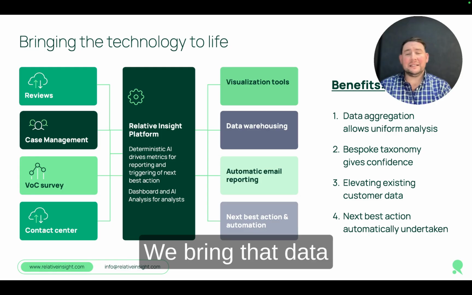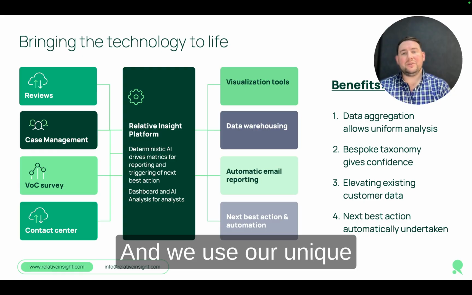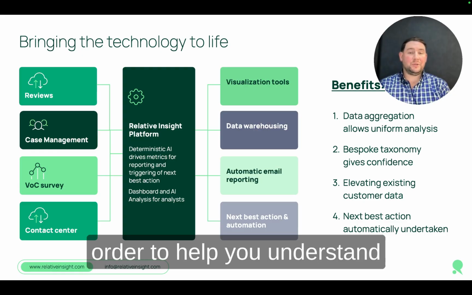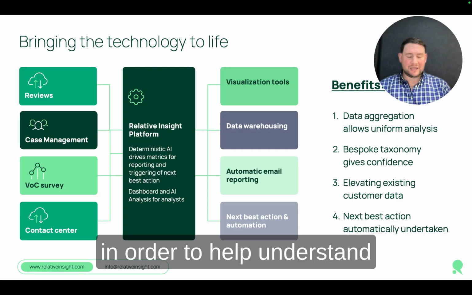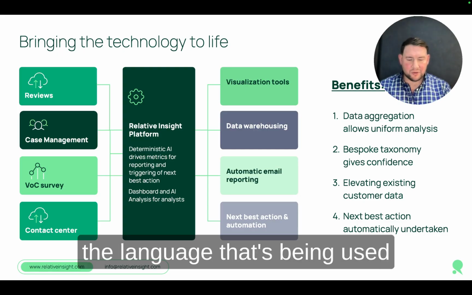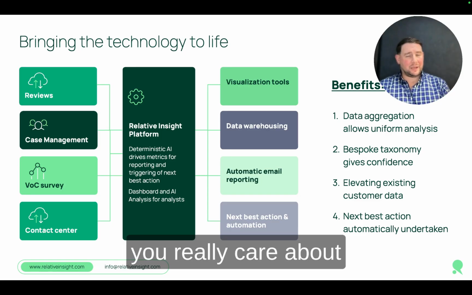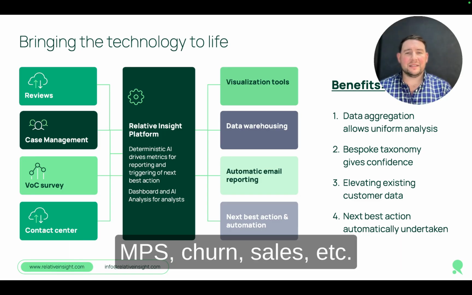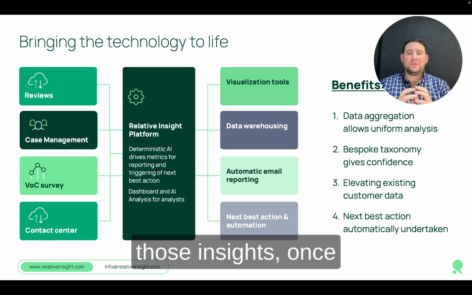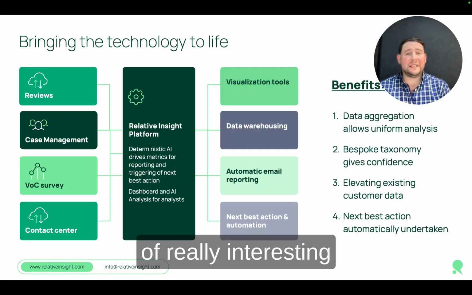We bring that data into Relative in an automatic and automated fashion, and we use our unique comparative technology in order to help you understand what's changing day on day, or week on week, and the language that's being used by your customers. How is that moving and affecting the things that you really care about, the KPIs such as CSAT, OSAT, NPS, churn, sales, etc. Now, once those insights are generated from our unique comparative technology, we are able to do a number of really interesting things with them.